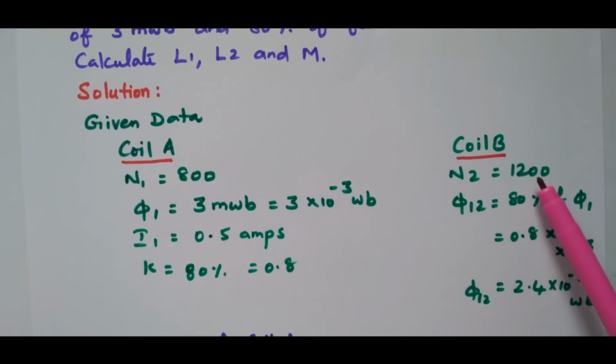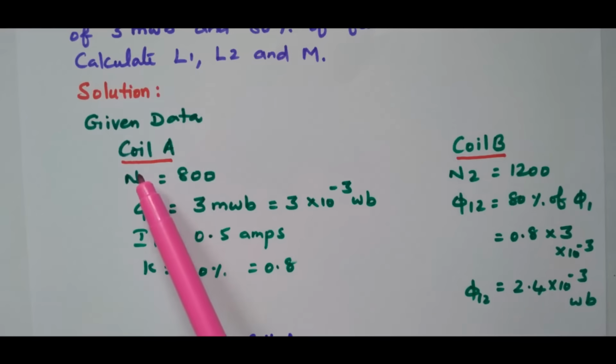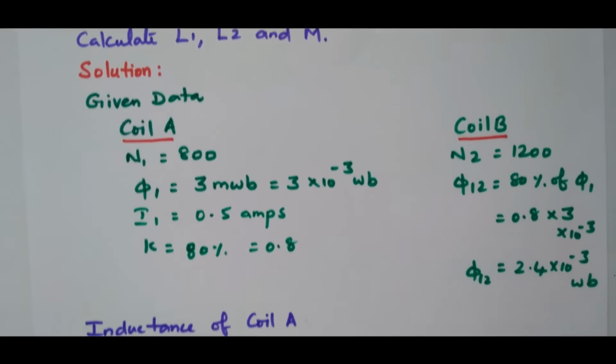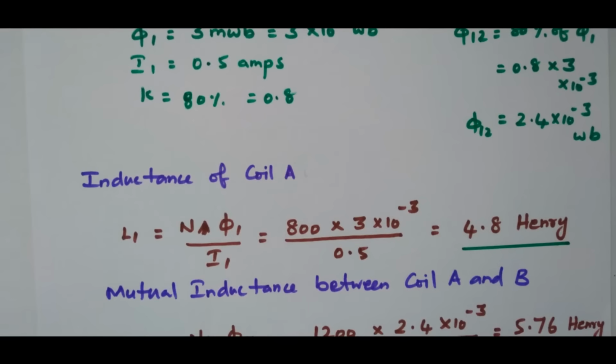For coil 2, the number of turns and flux are available, but the current is not available in coil B. For coil A, N, φ, I are all available, so we can find the inductance of coil A. L1 equal to N1 φ1 by I1. N1 is 800 and φ1 is 3 × 10⁻³ divided by I1, which is 0.5. By simplifying, we got 4.8 Henry. All the values are available, so we calculated the inductance L1.